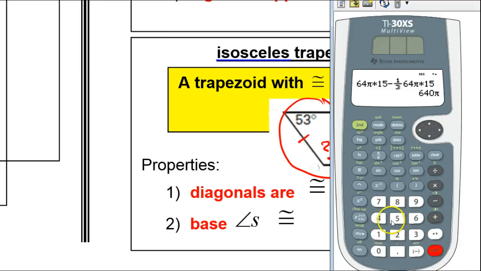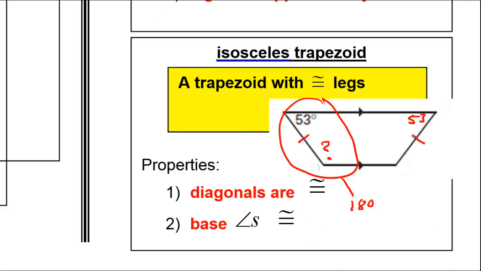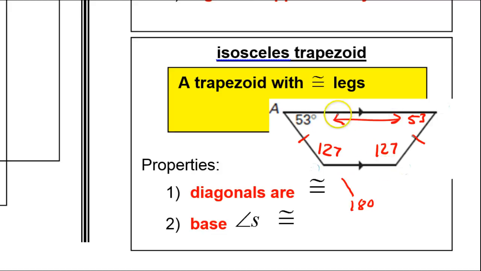Okay. Yeah, 120. That's 100 and what? 27. 127. Okay. All right, so that would tell us this is 127. And then because it's isosceles, this would also be 127. Because for isosceles ones, these have to match.